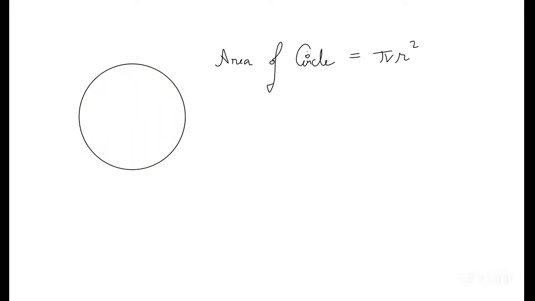What's the formula for it? Area of a circle, we do pi r square. We have the radius in the circle. We have the radius, we have the center point, and then we have a radius.